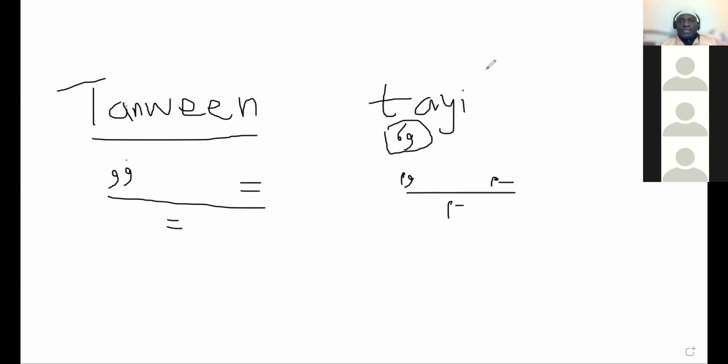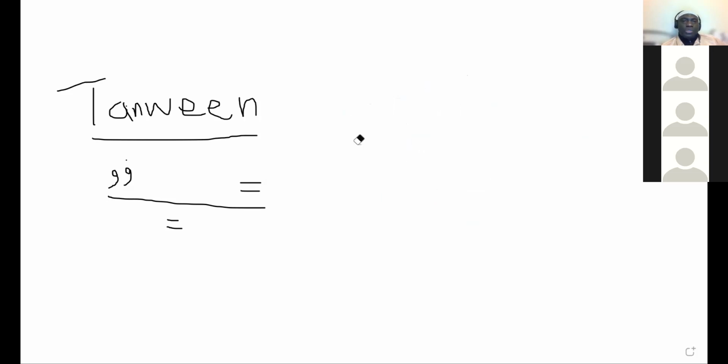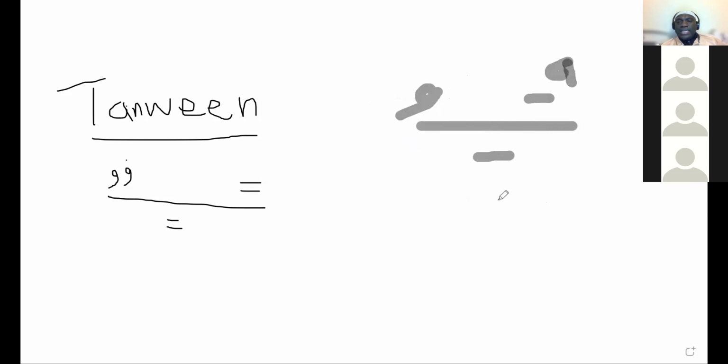Remember that fatha itself has what sound? Fatha sound is A, isn't it? Fatha, kasra, and what? Damma. A, I, and what? U. A, I, U: ba, bi, bu, ta, ti, tu, tha, thi, thu, ja, ji, ju, ha, hi, hu, da, di, du. They are A, I, and U.